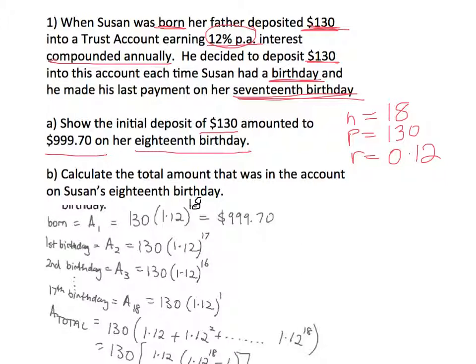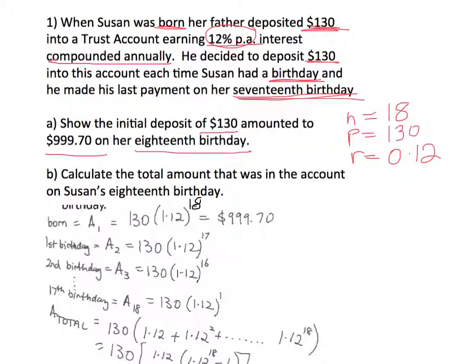Now it's very important that you set up a series like this because every question is going to be different. The last payment could be earning interest for a year, or the last payment could be just deposited, and then the question says how much is in the account. So it's really important that you set up a pattern like this. Then the question says calculate the total amount that was in the account on her 18th birthday.